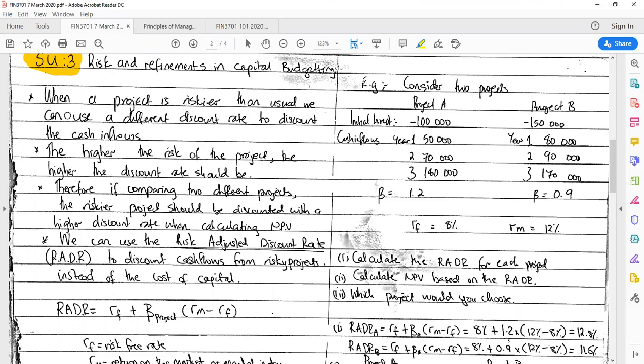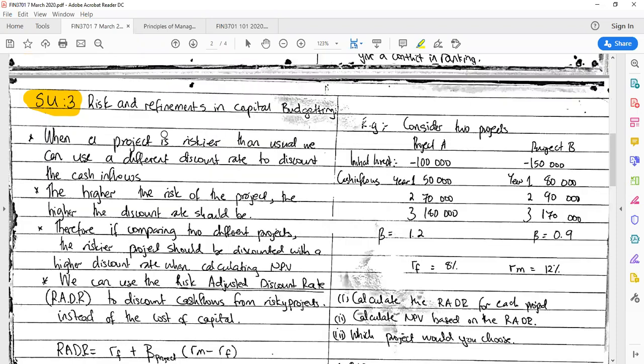So firstly, when a project is riskier than usual, we can use a different discount rate to discount the cash inflows. When a company wants to choose between 2 different projects, it's possible that one project might be riskier than another project. When projects have different risks, you can't use the same discount rates to discount those projects. You have to use different discount rates. Discount rates are a measure of risk.